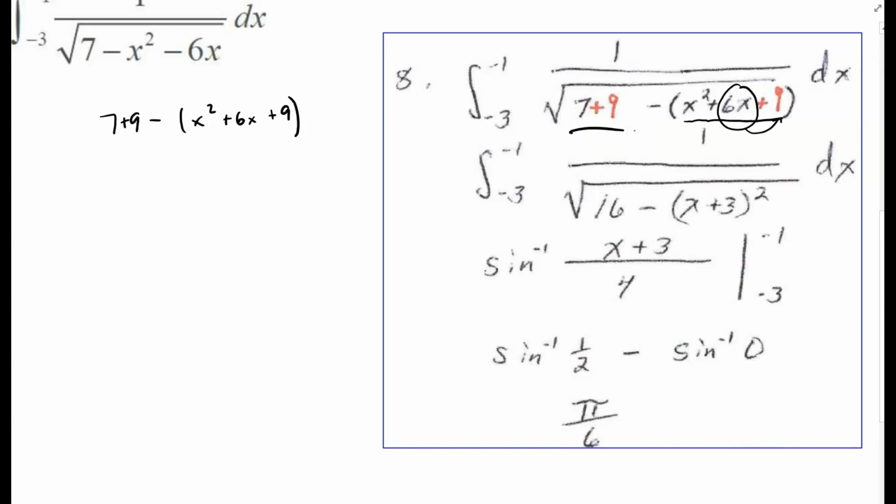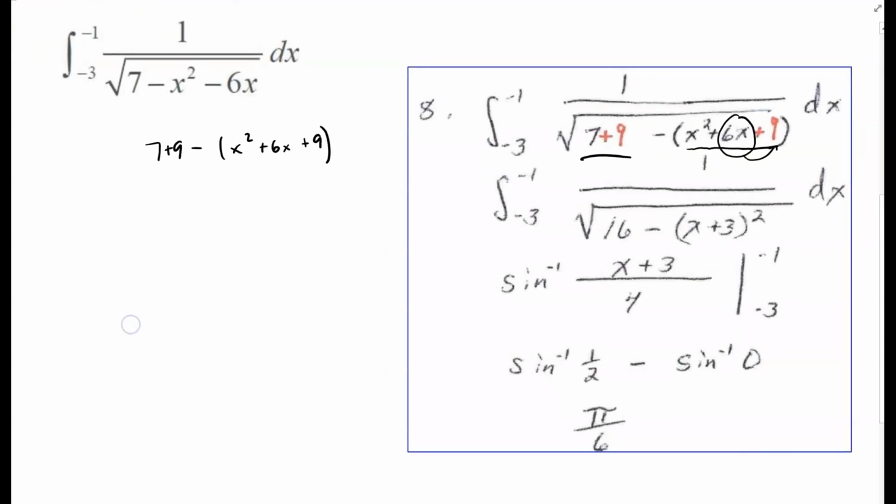Okay, so that one's a little more complicated than the simple example I did, but that's completing the square nonetheless. So pause the video if you weren't able to complete that square, and try to finish out the problem from here.